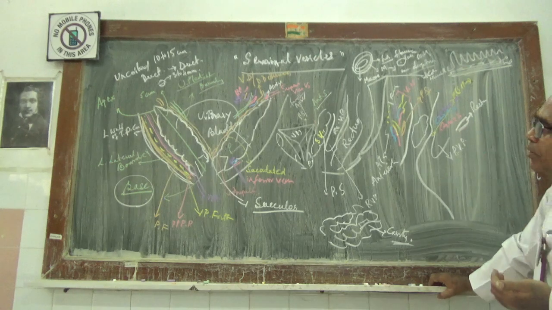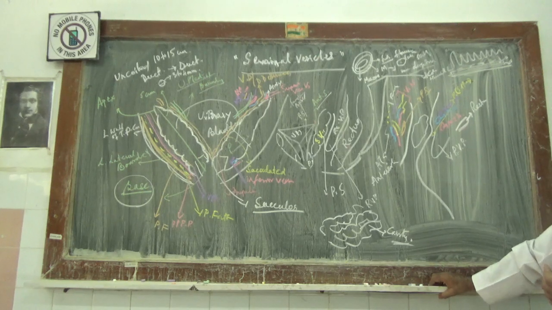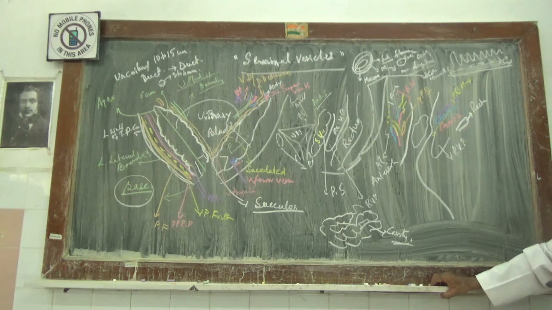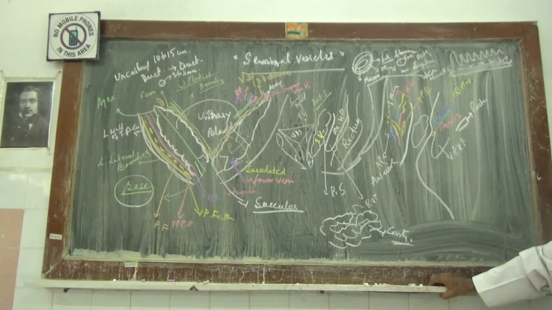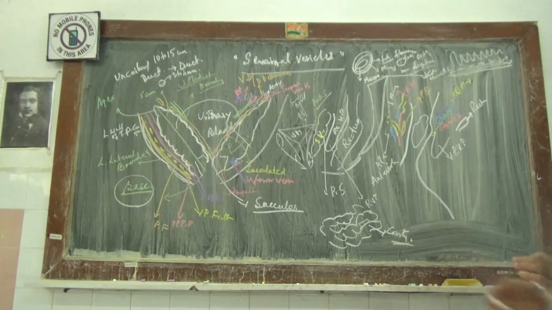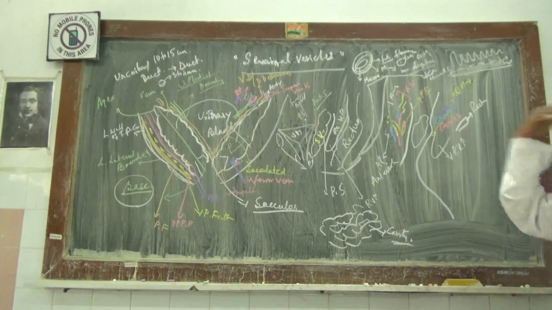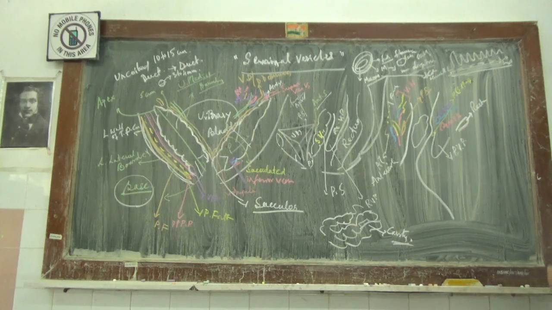Then, as it is a compressed duct which has been uncoiled, having a length of 10 to 15 centimeters, as it is a duct, there may sometimes be calcification of the seminal vesicles. This is another applied anatomy. Sometimes you will get stones in the seminal vesicles. So these are the applied anatomy of the seminal vesicle.